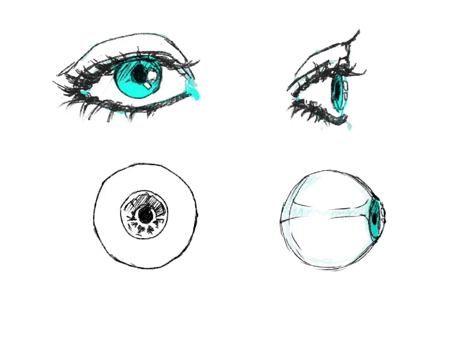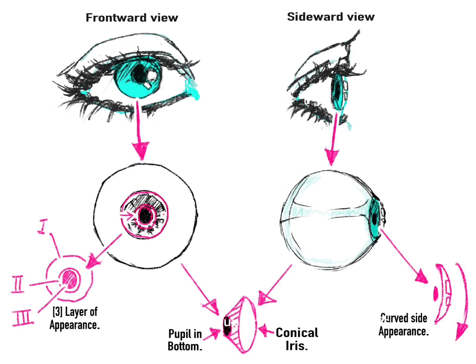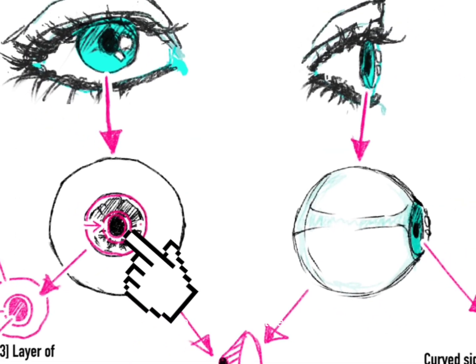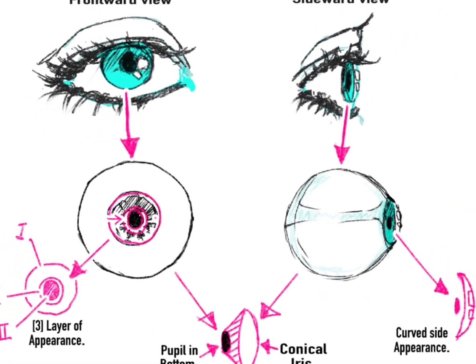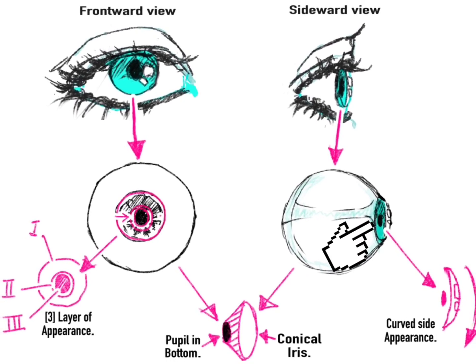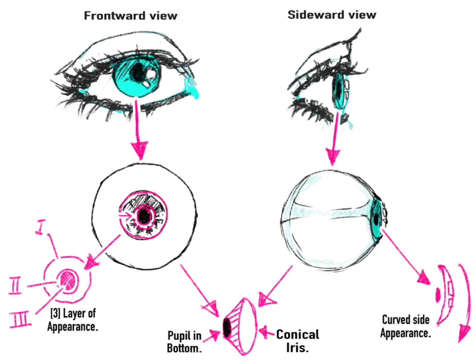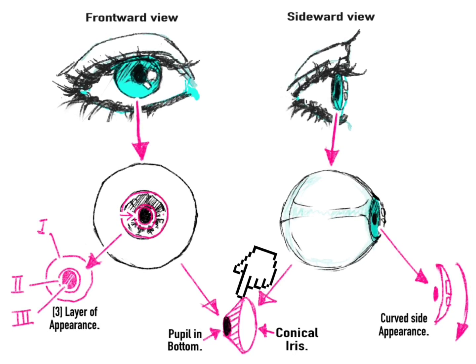Do note, when we take a closer look at the eyes, we can clearly see different perspective viewpoints of the eye. For the frontward view, we will see the pupil in the middle of the iris. But when we look closely at the sideward view, we can see the pupil placed by the side, that is because the iris itself is in a conical shape facing inward.